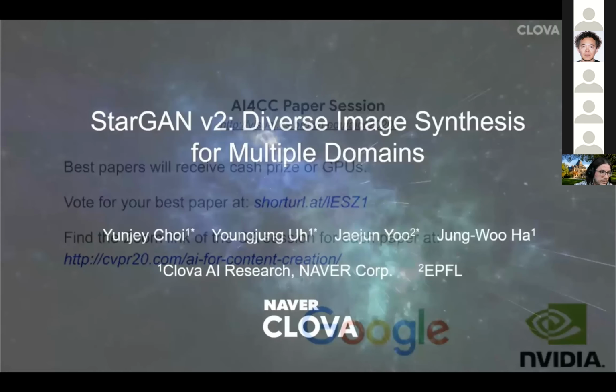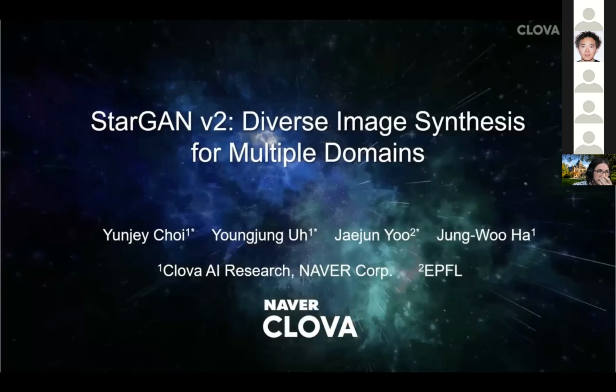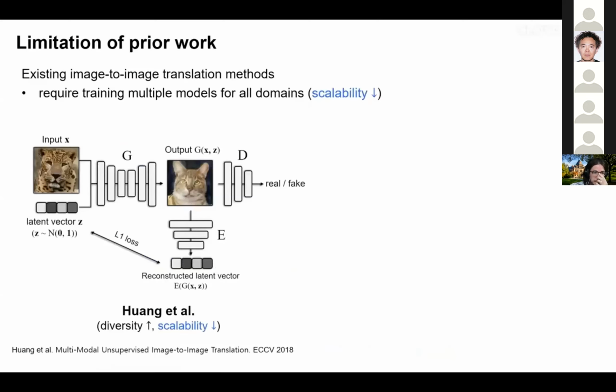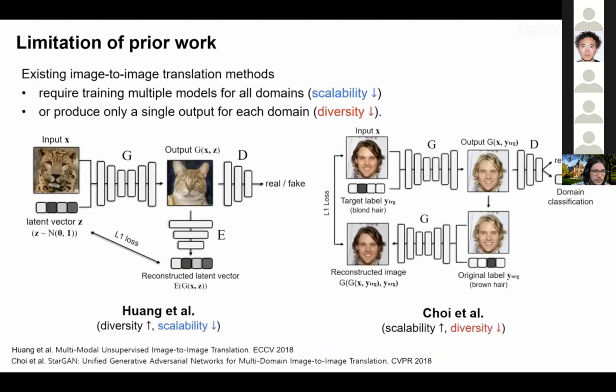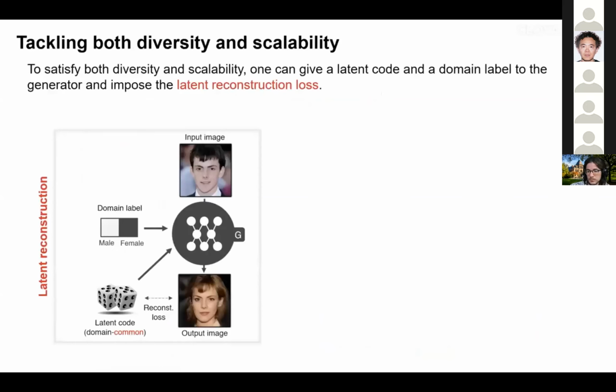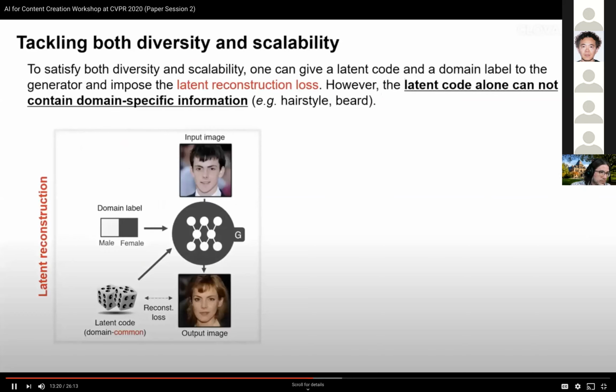We present StarGAN v2, diverse image synthesis for multiple domains. Existing image-to-image translation methods require training multiple models or produce only a single output for each domain. To satisfy both diversity and scalability, one can give a latent code and a domain label to the generator and impose the latent reconstruction loss. However, in this setting, the latent code alone cannot contain domain-specific information.